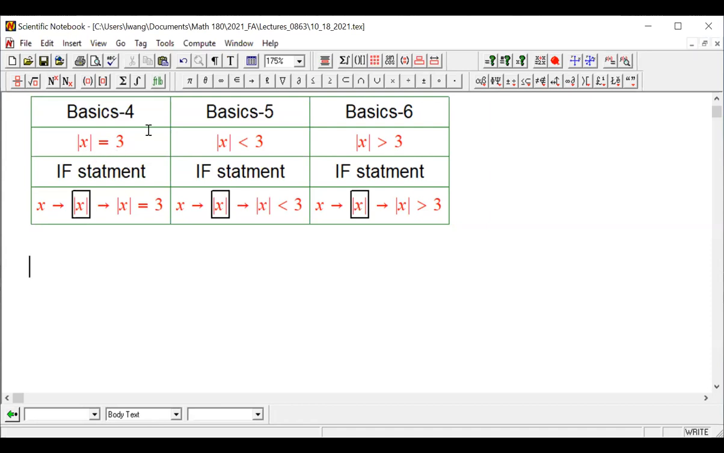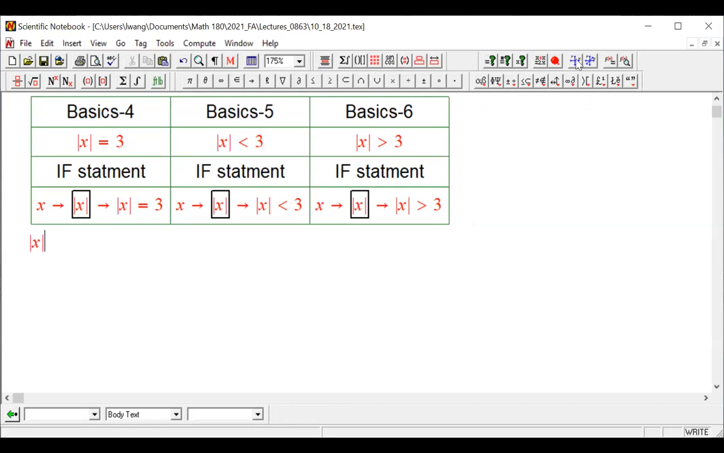So knowing the function, we can graph it. All three questions are about identifying the input such that the output is exactly 3, or less than 3, or larger than 3. Got it?